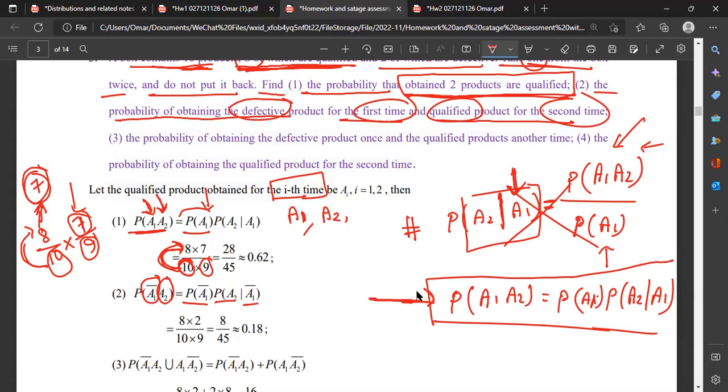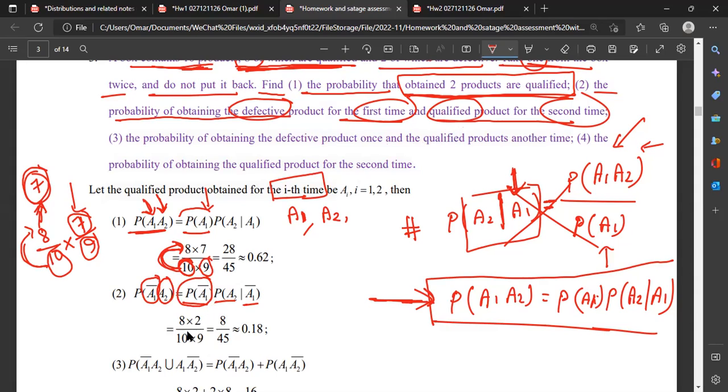So you can also break down this way. And let's find what is P of A inverse, or the first time the product is defective. First time, oh sorry, here it is first time qualified and second time defective.